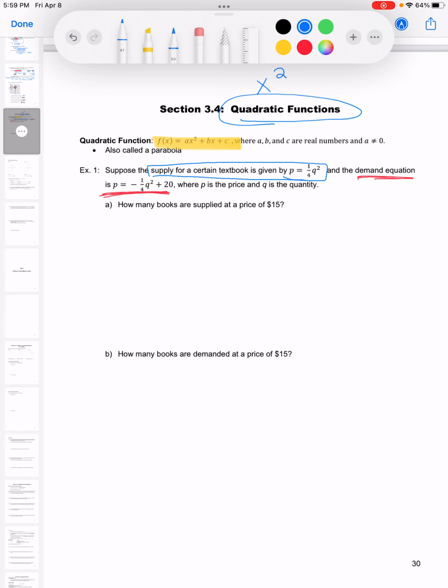Because in A, we're asking for the supplied price of 15, and P is going to be the price. So I'm going to put 15 in for P into the supply equation, and I'm going to be solving for Q. Now, a couple different ways we can do this. We need to get rid of that 1/4. You can divide both sides by 1/4. A lot of people like to multiply by the reciprocal, when we flip the fraction. Be careful.